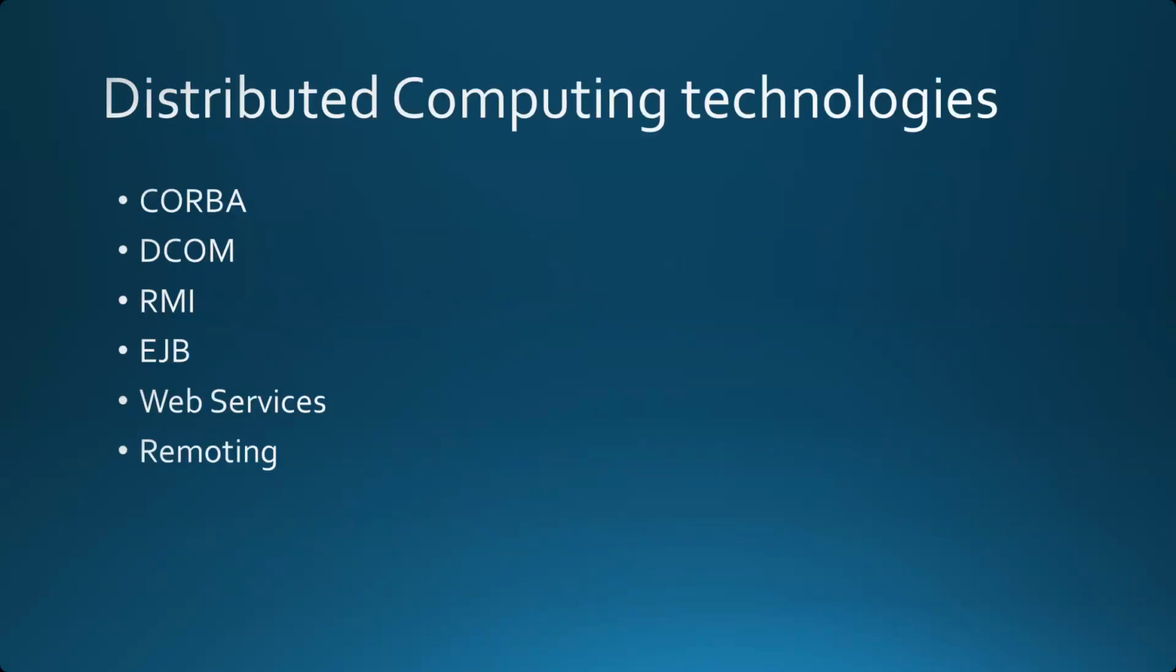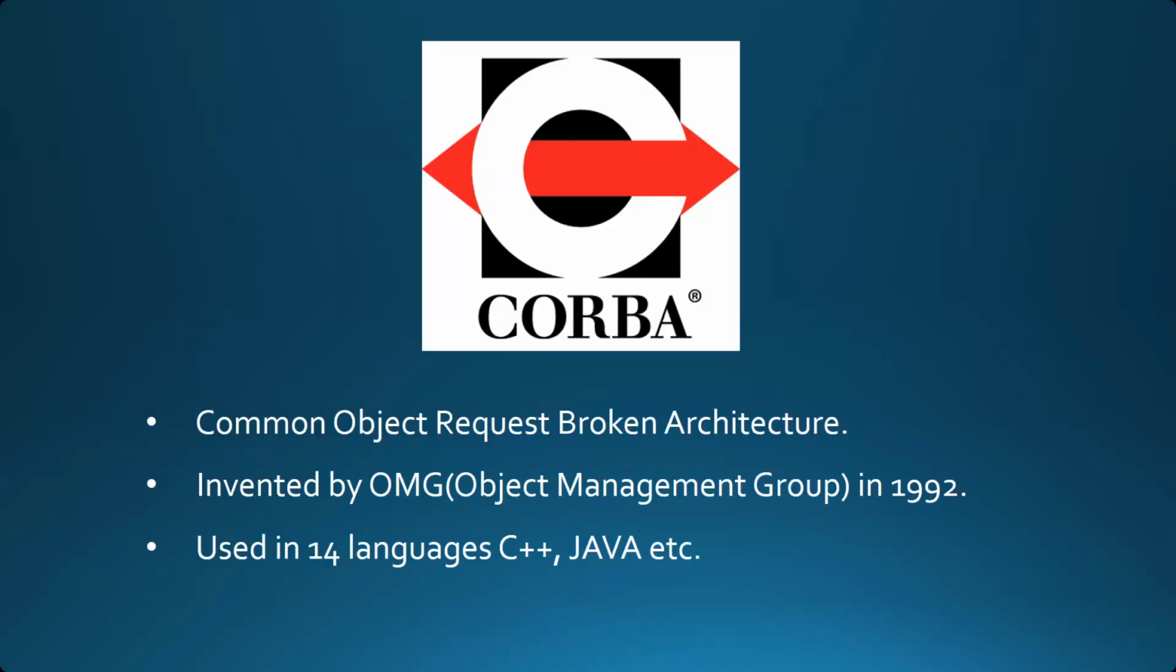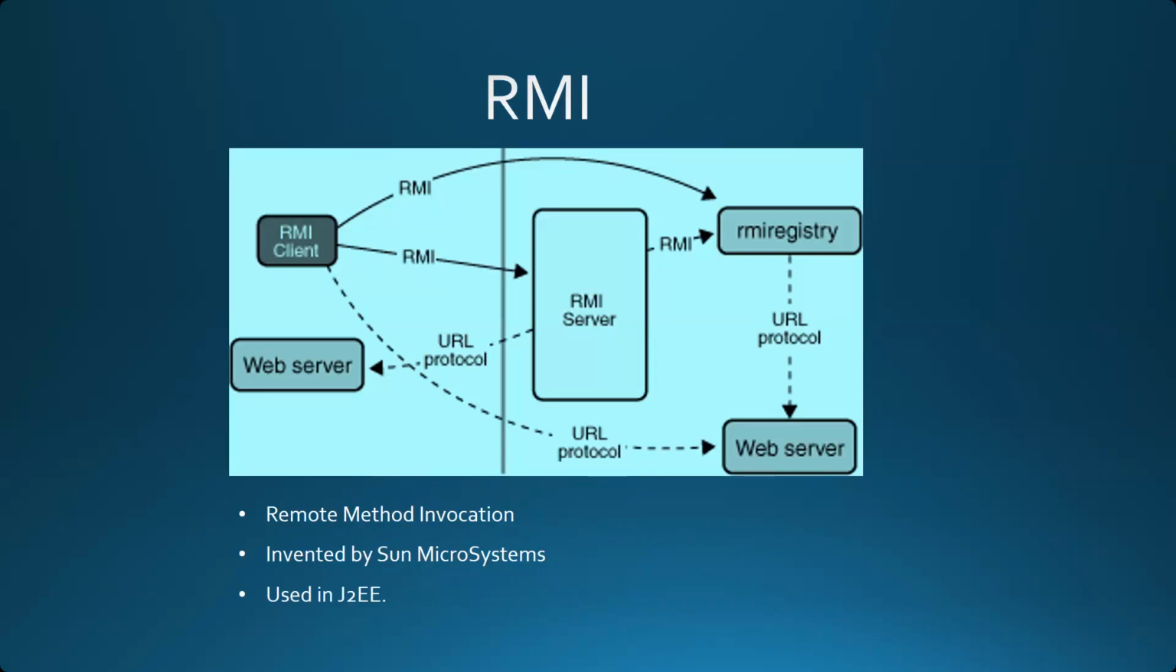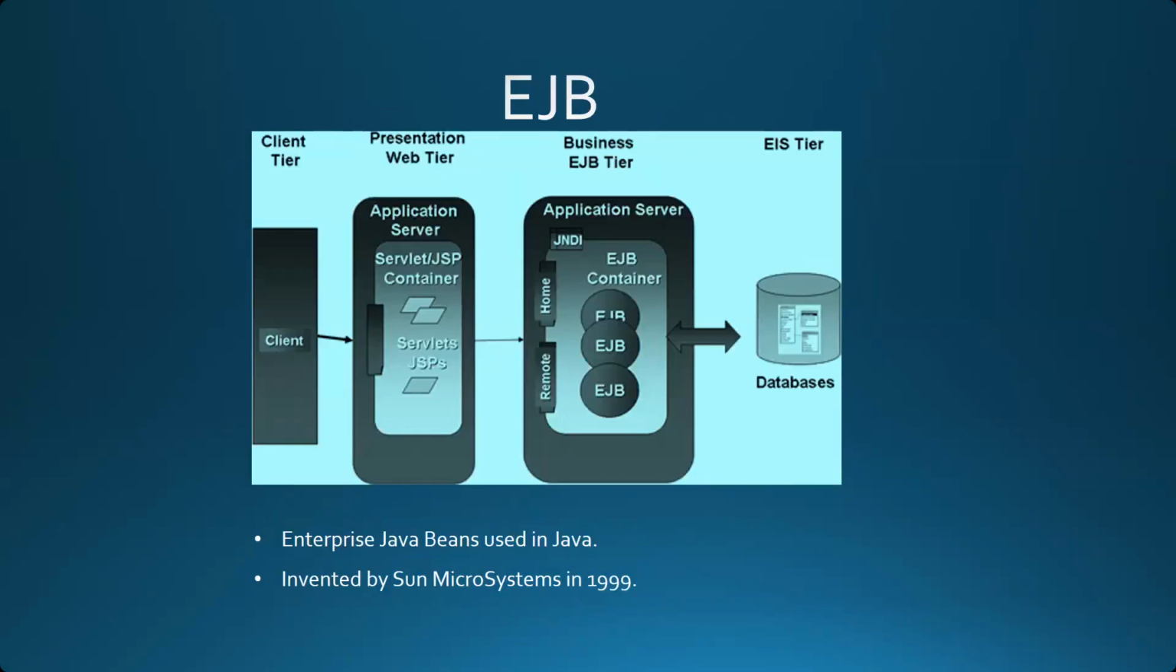CORBA, DCOM, RMI, EJB, web service, remoting. CORBA is used in almost 14 languages, including C++, Java. And this belongs to OMG group, Object Management Group. And we have DCOM. It is used in Visual Basic, Microsoft. We have RMI. It is used in J2EE. We have EJB, which is used in Java.